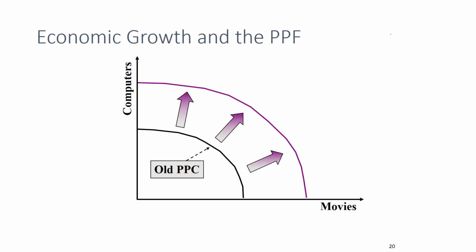So anyways, economic growth and the PPF. This is another way of illustrating economic growth. A complete shift of the PPC shows that there is a total economic growth. Economic growth can be actual or potential. So a complete shift of the PPC is in principle a potential economic growth.